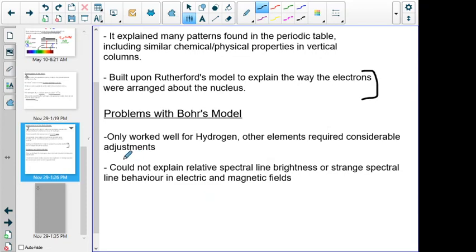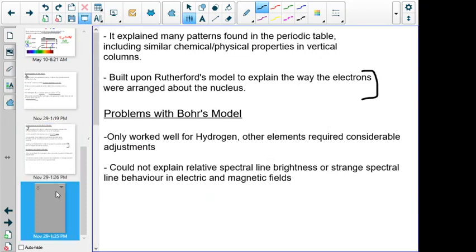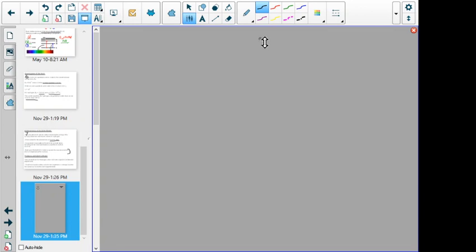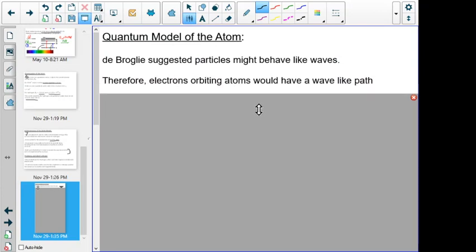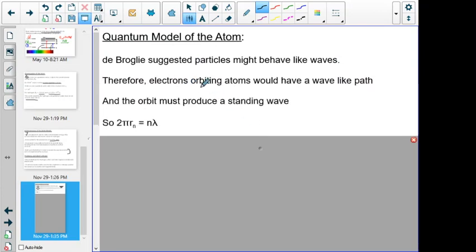So there we are. So, last little bit. Again, this stuff is not on any tests, not on any quizzes. We go back to De Broglie's idea, particles behaving like waves. Electrons orbiting atoms are going to have a wavelike path. The orbit must produce a standing wave. We'd have that 2 pi r_n would equal n lambda, and that r_n and that n increase. So as we go up by orbits, we go up by quantum number.